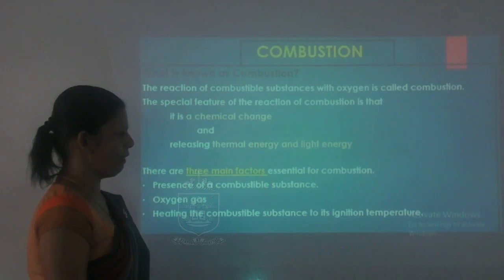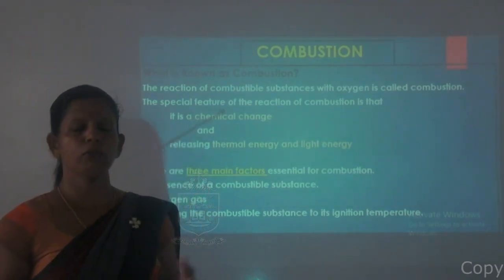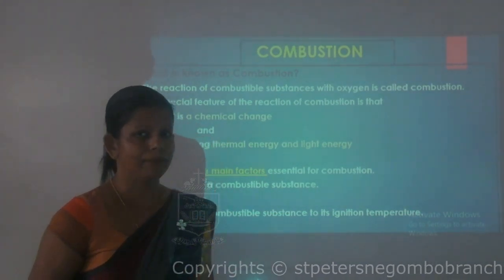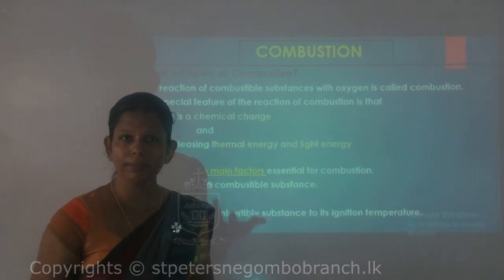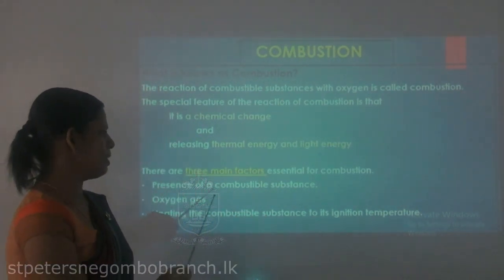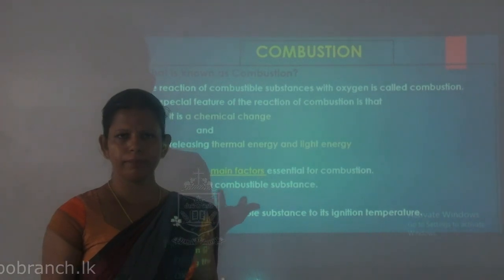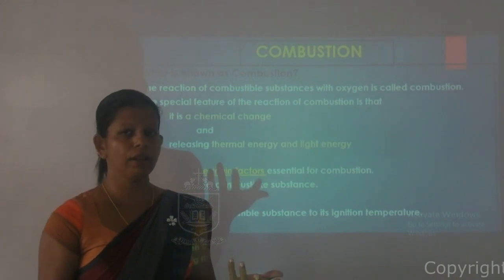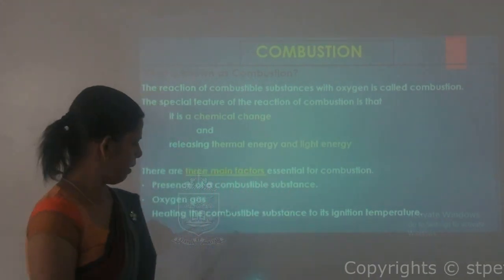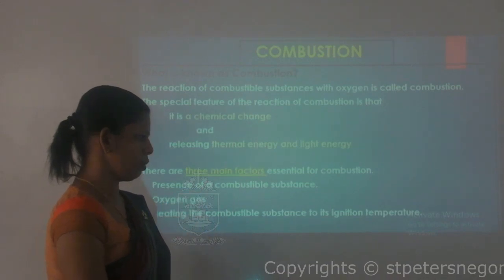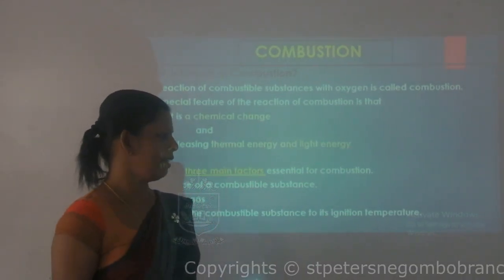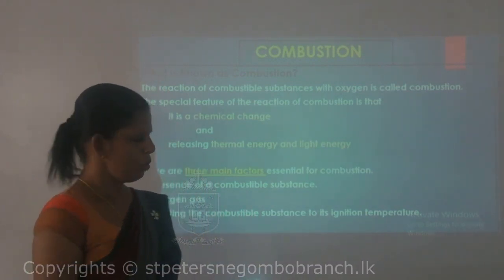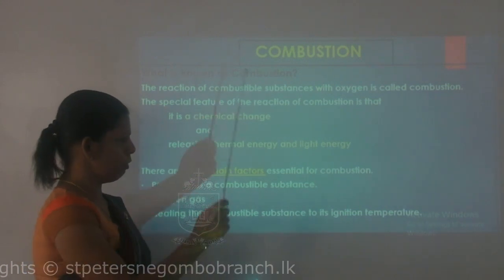There are three main factors essential for combustion. So if you want to burn something, we need three things. What are they? One is the presence of a combustible substance. The other one is oxygen gas. We need oxygen gas for combustion. And heat to the combustible substance to the ignition temperature. What is ignition temperature? Now we are going to talk about that. So these are the three things for combustion.